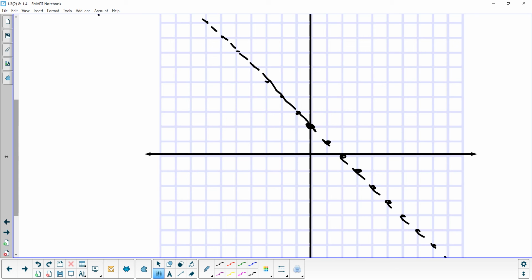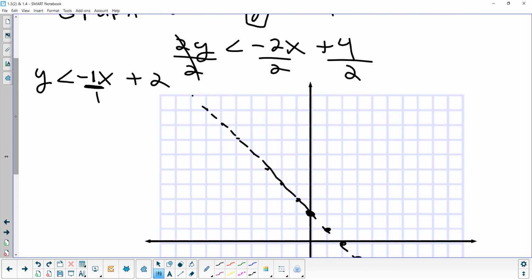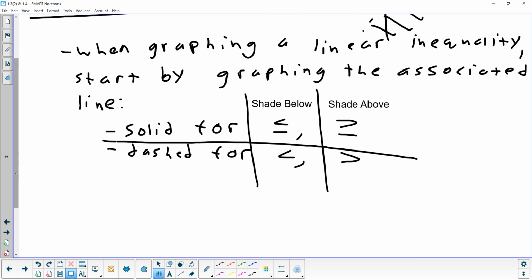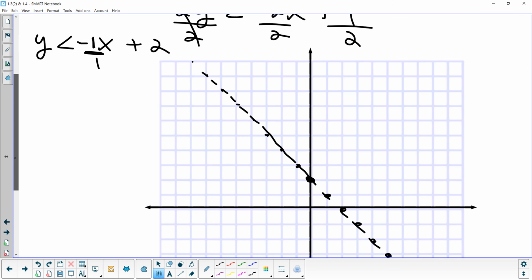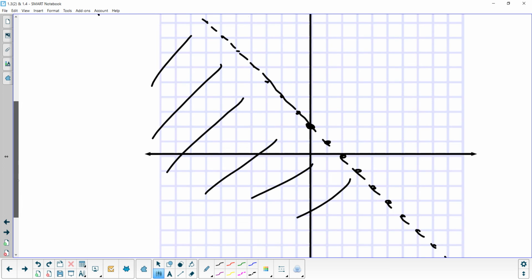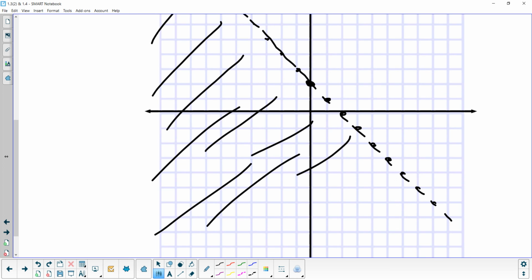Go like that. And lastly, shade above or shade below? Yeah. Above. How come? Because it's less than. Because it's a less than? Oh, below. I wrote that wrong. Less than, shade below. And it doesn't have to be perfect, you know, just kind of, that's good enough.